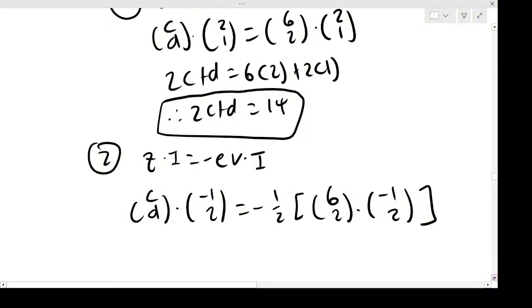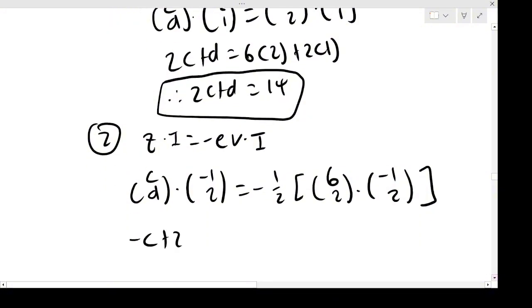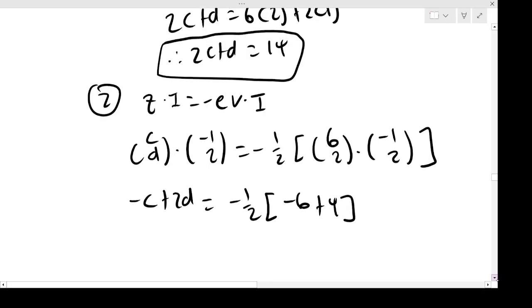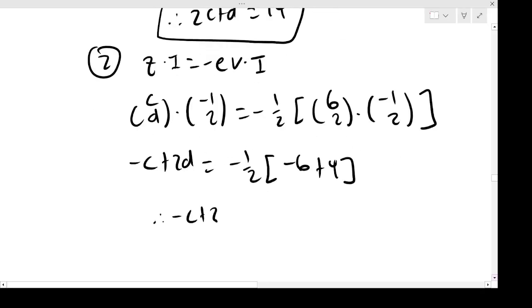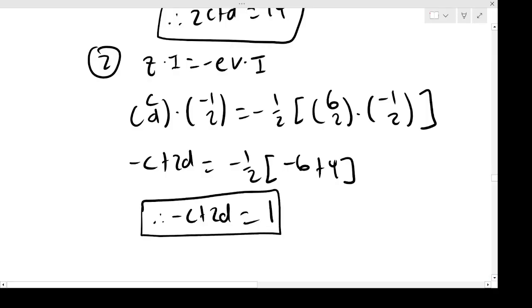Okay, then I can simplify this. So I'm going to get minus C add 2D. It's going to be minus a half, lots of minus 6 add 4. So that's going to be minus C plus 2D is minus a half times minus 2. If I can work this all out in one go, that's going to be plus 1, and there we are. That's my second equation there.